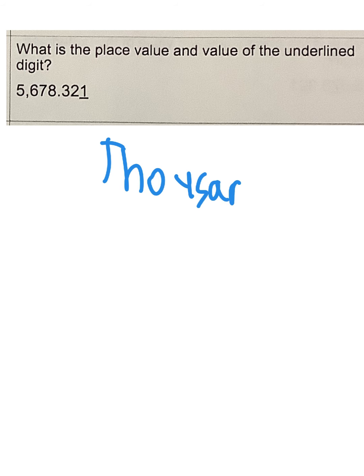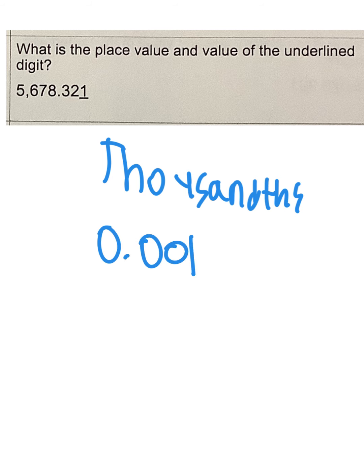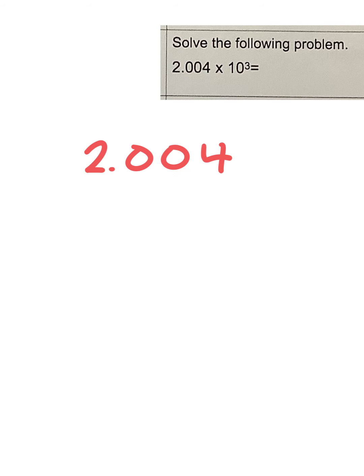So first, you're going to do the place value, which is the thousands. And the value could be this. You can write it like this, or you can write it like this. Very good. So we know that 3 places after the decimal is the thousandths place. So you move this 3 places to the right because there's a 3 right there. So the decimal goes there.